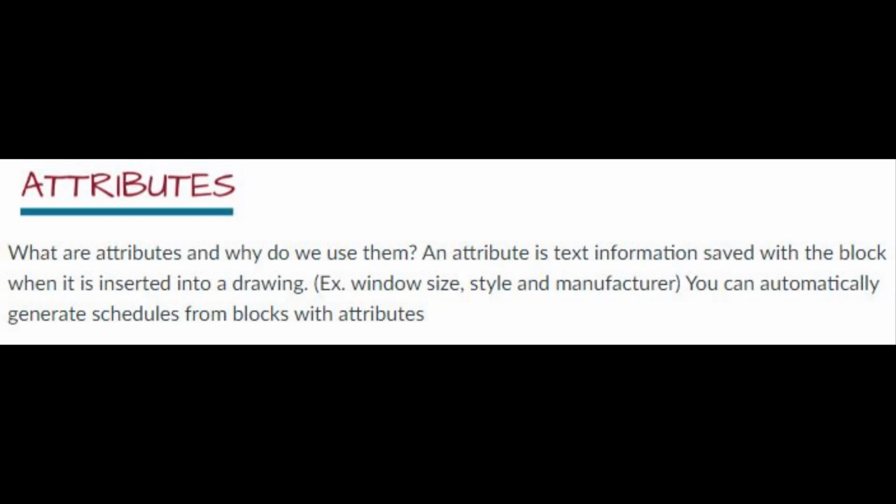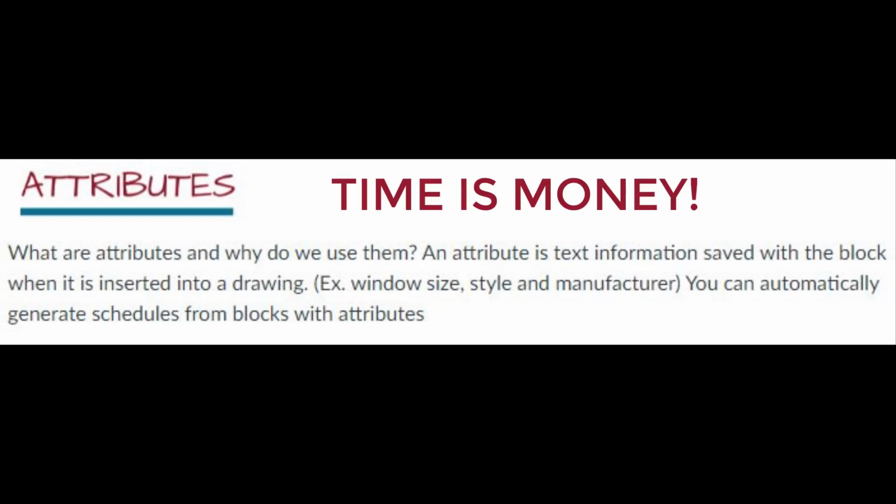You can also do material takeoffs and find out how to replace objects by finding out who the manufacturer is. You can tie costs to those. So the attributes are just an additional part of a block that actually has intelligent information tied to it, which again saves time, and time is money.